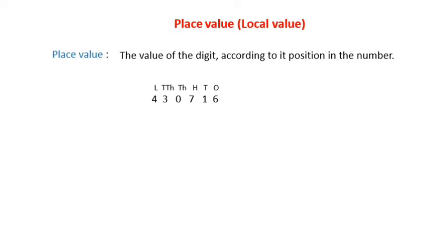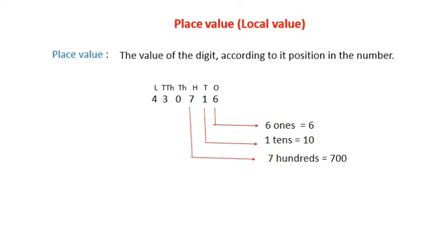So what will be the place value of 6? It is the product of the digit and the value of its position. Here the value of the position is ones. 6 ones means 6 into 1, which is 6. What will be the place value of 1 here? The place value of 1 is the product of the digit and the value of its place. So here 1 tens means 1 into 10, which is 10. Place value of 7 is 7 into 100, which becomes 700.